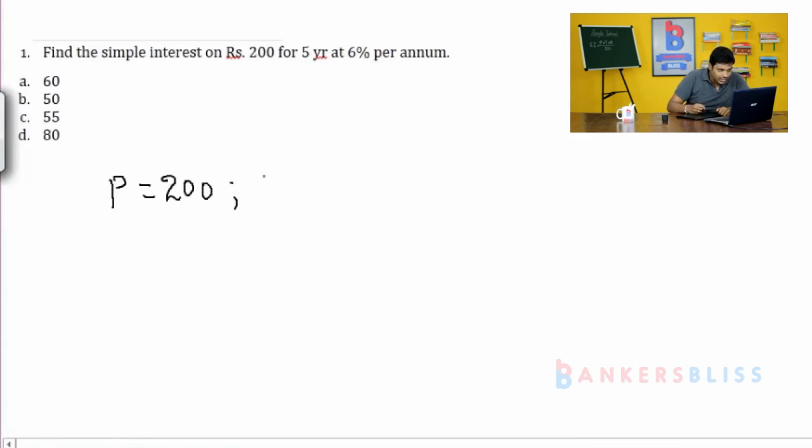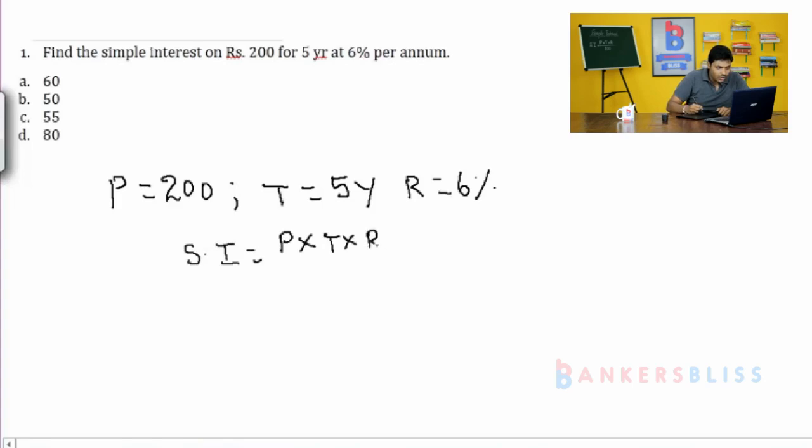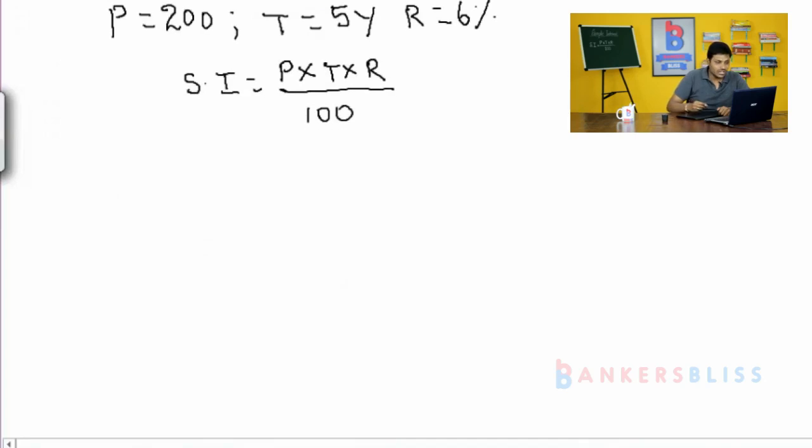Next, the time period they have given as 5 years and the rate of interest as 6%. So, the formula is SI is equal to P into T into R whole divided by 100, where P is the principal amount, T is the time period and R is the rate of interest.